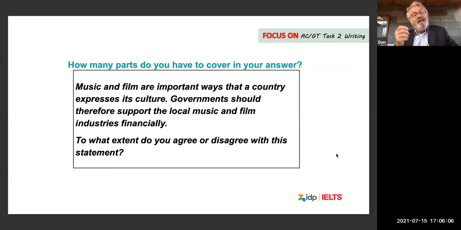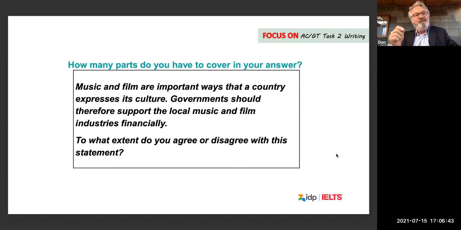Then we are given another statement which says government should therefore support the local music and film industries financially. That's an important part of this question. It's not just saying that we support these industries, it means giving money to these industries. And then you are asked to respond. And here, this response is a simple response. Do you agree?